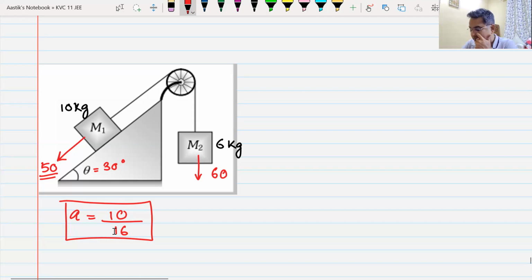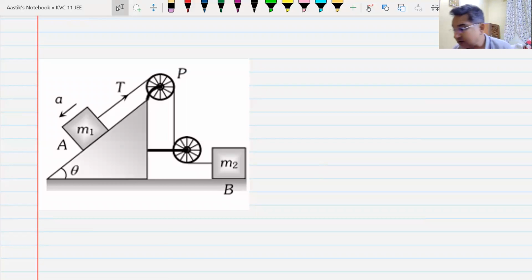Again, this is a very simple question. Might look complicated, but it is quite simple. The system is like this. In this case, the system can only move in one direction. Do we understand this? This M1 block has to move downwards. Can you tell me what is the acceleration of this block?